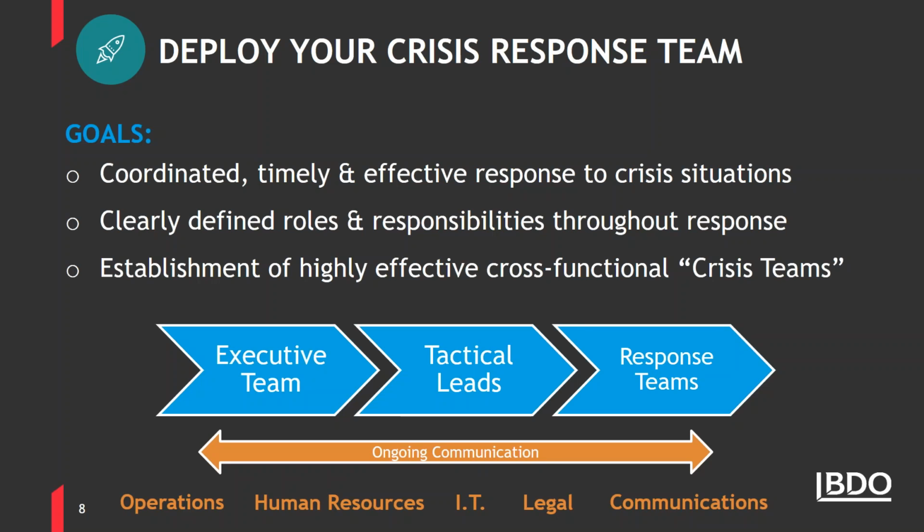An effective crisis response starts with your executive response team. This team should be made up of critical business roles and functions that include representation from operations, HR, IT, legal, and communications. I can't stress enough how important it is that everyone's on the same page, and you need to ensure that you have all the right representation in the room to be making those decisions in a very effective way.